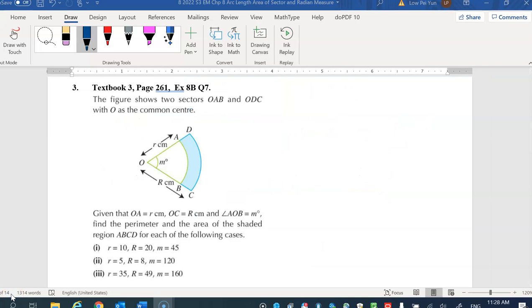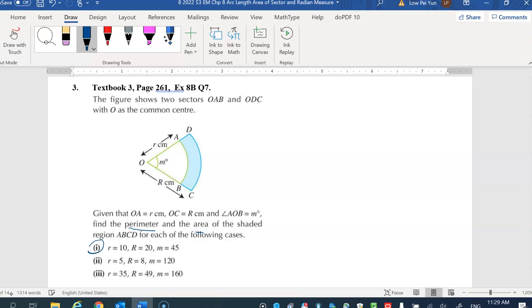We have this diagram. A figure shows two sectors, OAB and ODC, with O as a common center, given that OA is small r and OC is big R, and my angle AOB is m degrees. We have to find the perimeter as well as the area of the shaded region, which is ABCD.